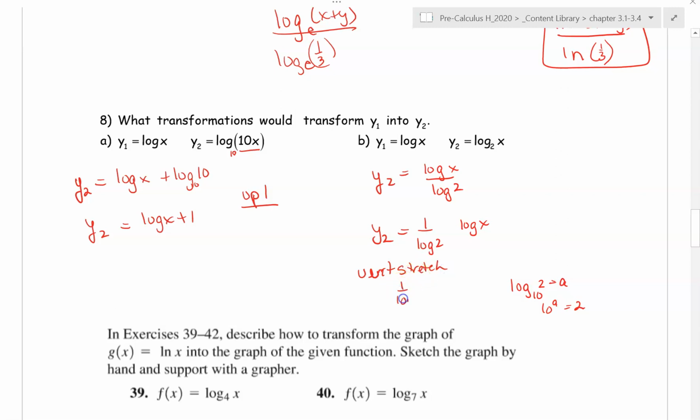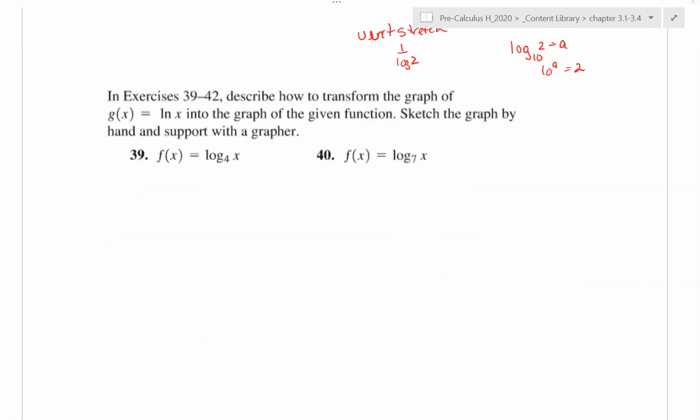It is a vertical stretch, but you could think of it this way: if you have log base 10 of 2, you would say 10 to the a equals 2, and a would have to be a number that is not greater than 1 to make this true. So that's how I know it's a vertical stretch. And 1 over log 2 is actually just a number. It's a constant.